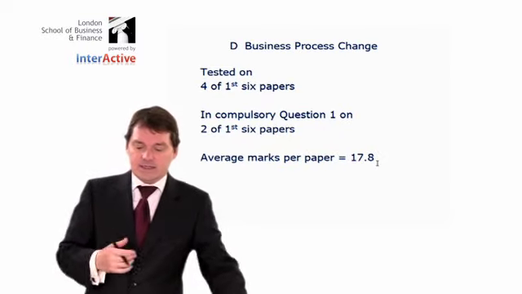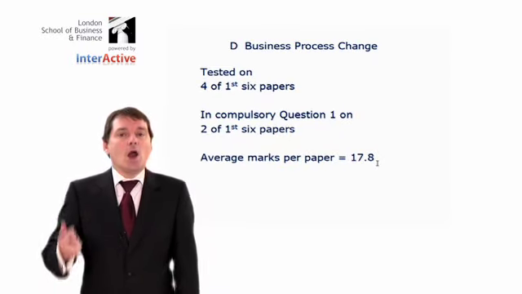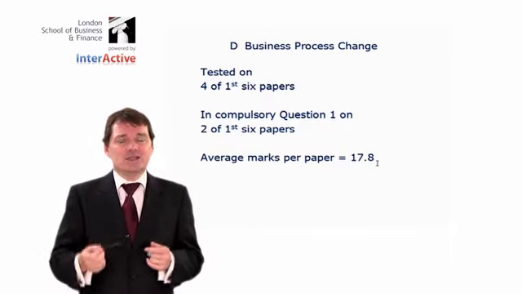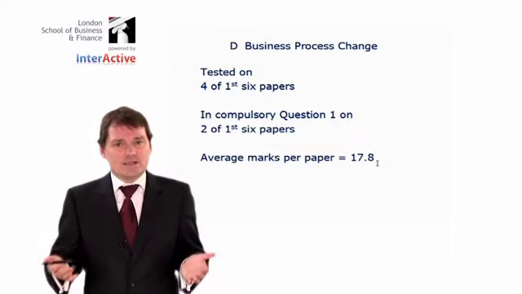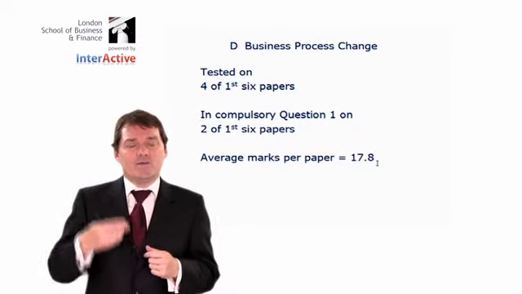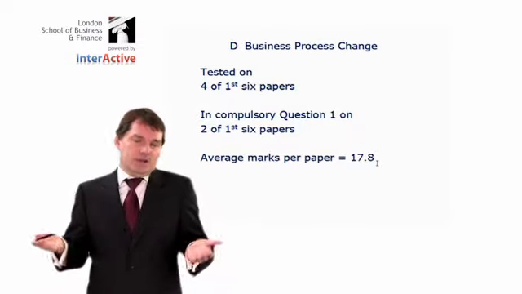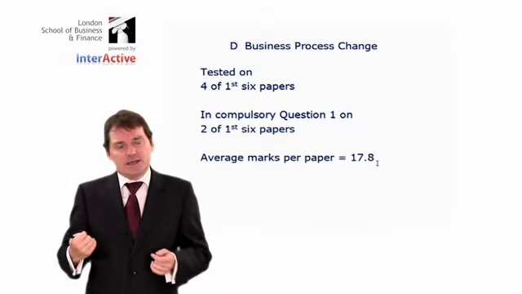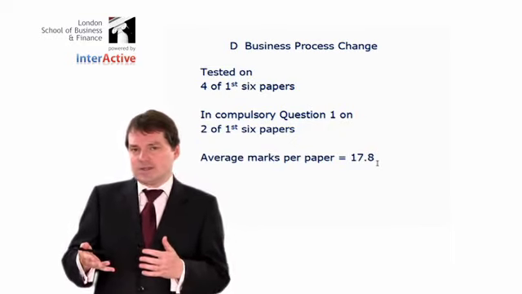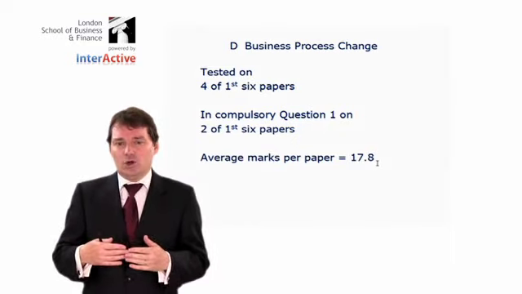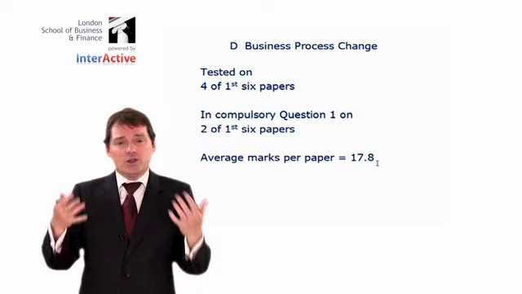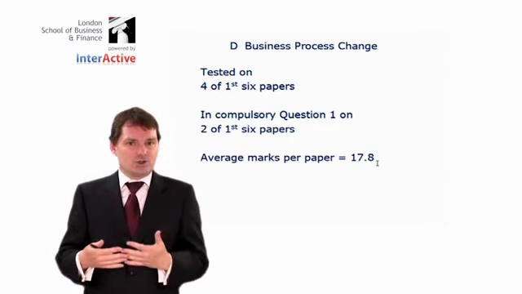Section D, business process change. Business processes are basically the way that things happen inside an organisation. For example, imagine that I go to the bank and I apply for a loan. I apply to borrow some money from the bank. The business process is what actually happens to my application. Who looks at it? What are they looking for? Do they then pass it on to somebody else? What is it that they look at? Do they do any checks on me, any background checks on me?